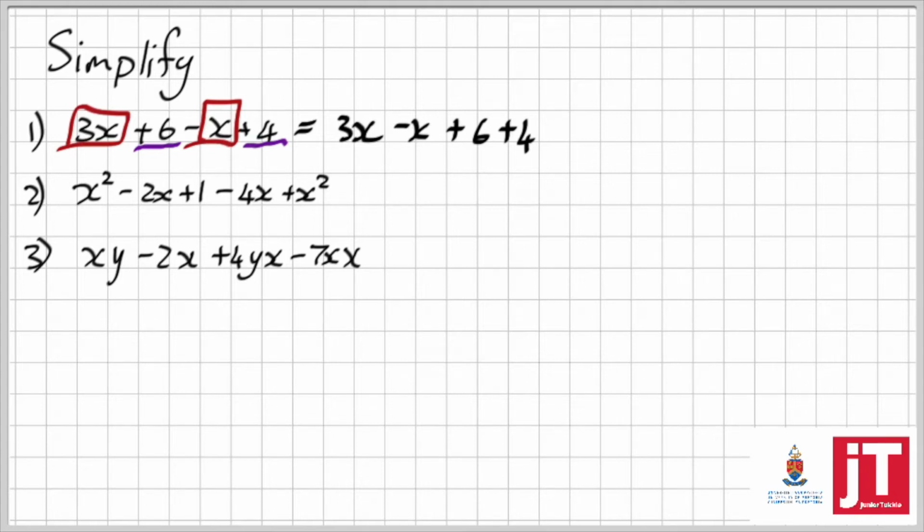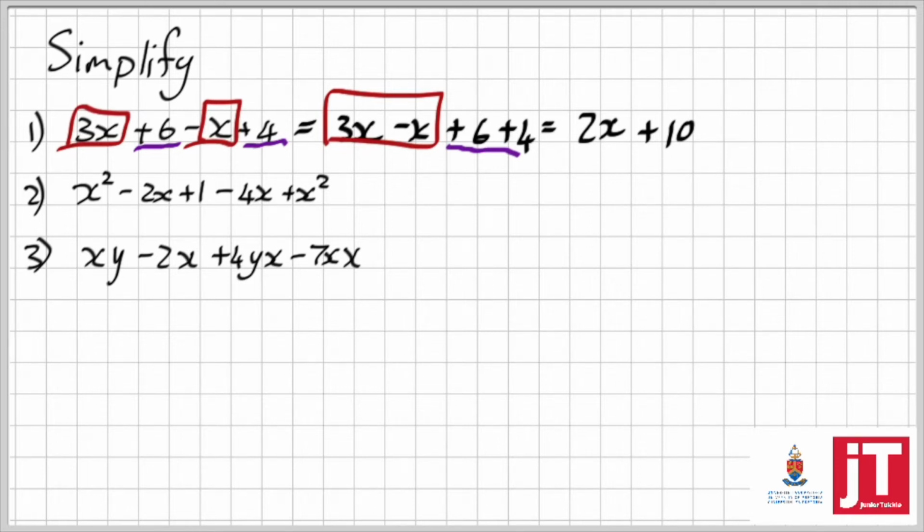Now I go and I ask myself, if I've got 3 boxes and I subtract 1 box, so 3 boxes minus 1 box, well, that's 2 boxes. Now the same with the constant terms. Positive 6 plus another 4. There's 10.